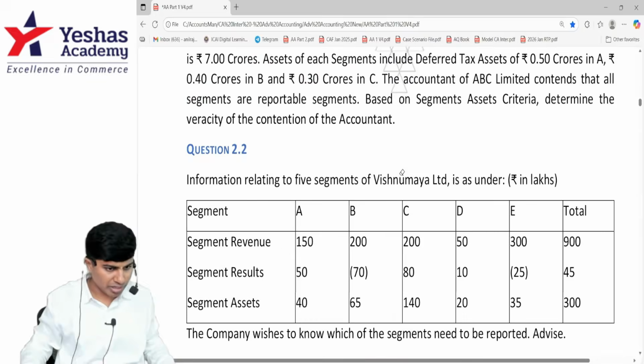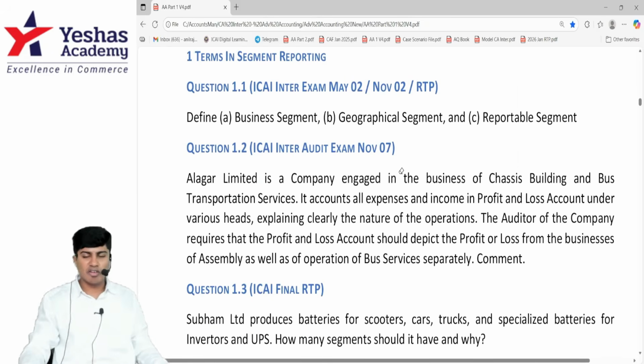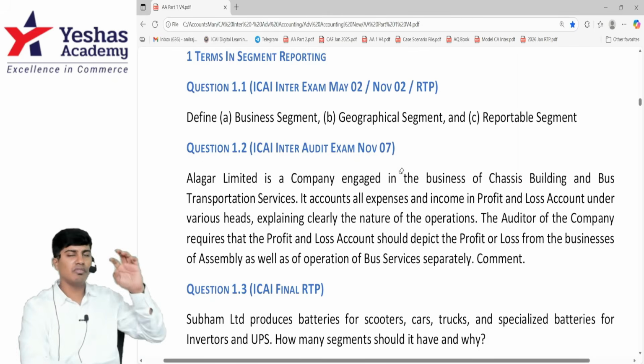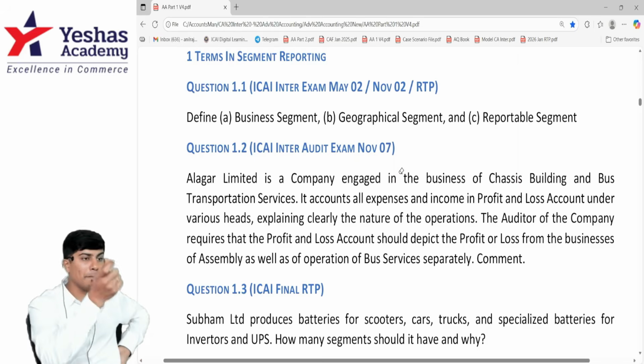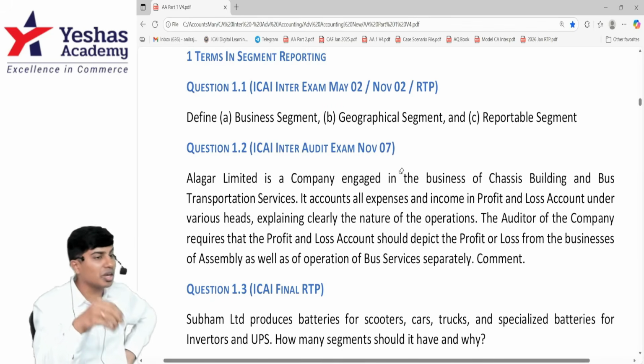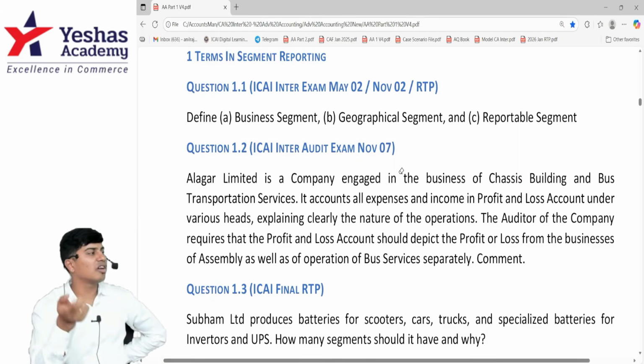Begin. 1.1. What does 1.1 say? Define business segment, define geographical segment, define reportable segment. In the AQ book, the initial chart is there, the definition is there. What is a business segment? Based on the product or the service, if we identify it as a distinguishable segment, if the risk and reward varies based on the product or service, then it is a business segment. What about geographical segment? If the risk and the reward varies from the geographical location or economic environment in which the business is done, then that will become a geographical segment.